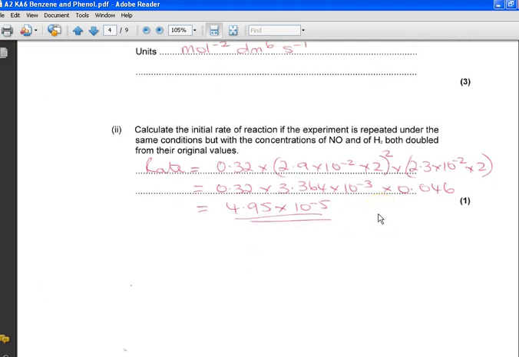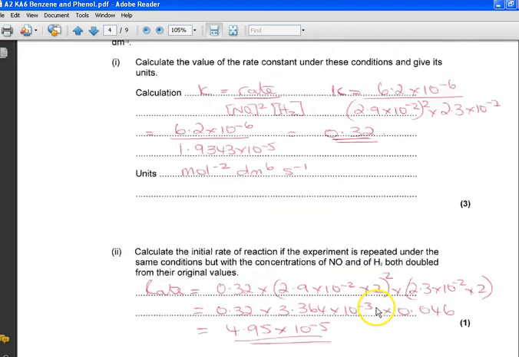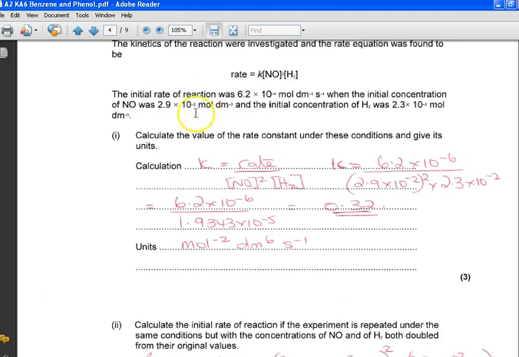Calculate the initial rate of the experiment if it's repeated under the same conditions but with double concentration. So I don't know why this seemed to confuse a lot of you. And when they say initial rate, they're just saying rate. That's how this is calculated.